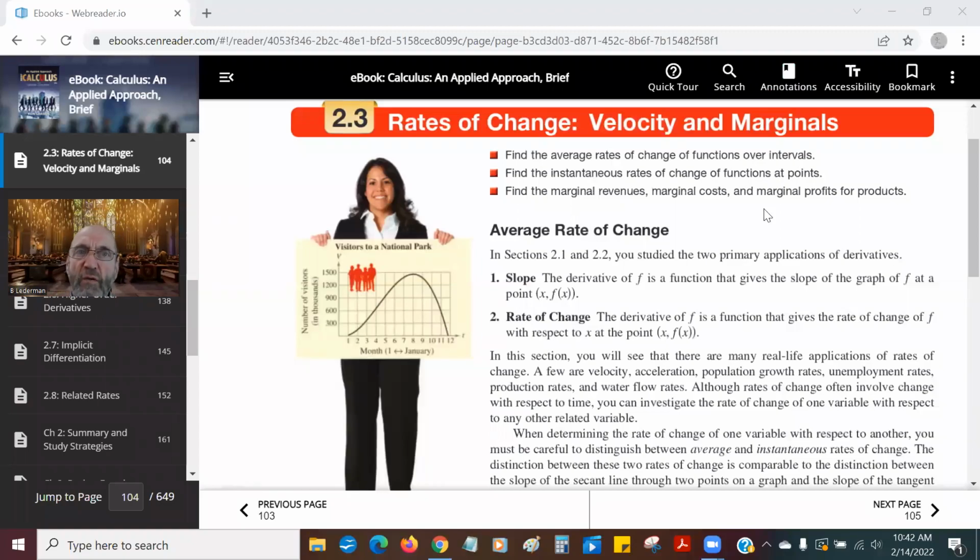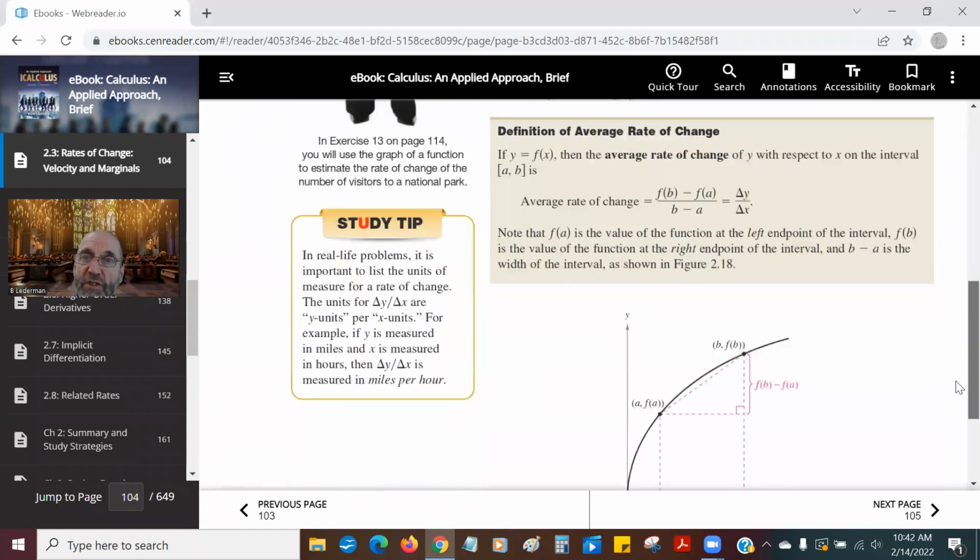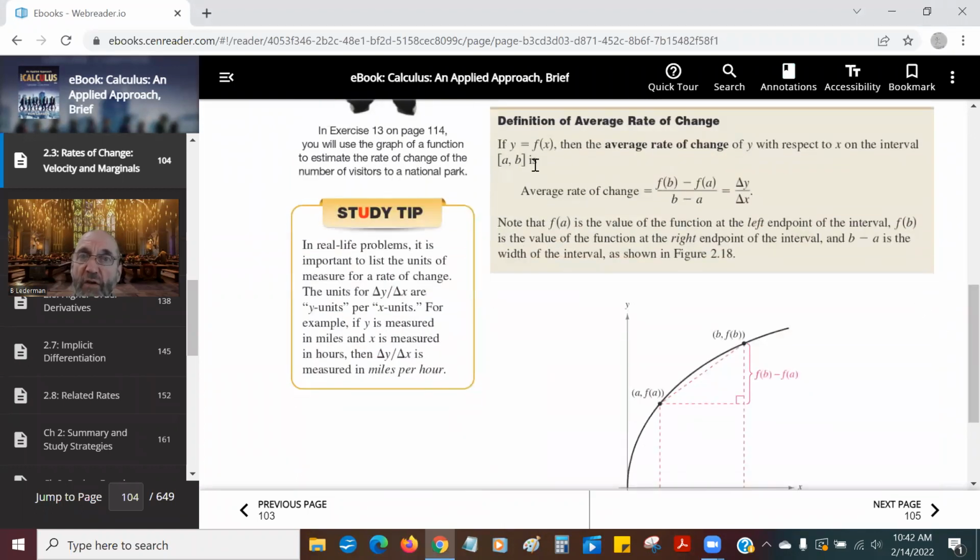Okay, everybody. So now we're doing section 2.3, rates of change, velocities and marginals. So what is the average rate of change? The definition of the average rate of change, if y is a function f of x, is just going to be between a and b, f of b minus f of a over b minus a, which is really delta y over delta x, which is the average rate of change.